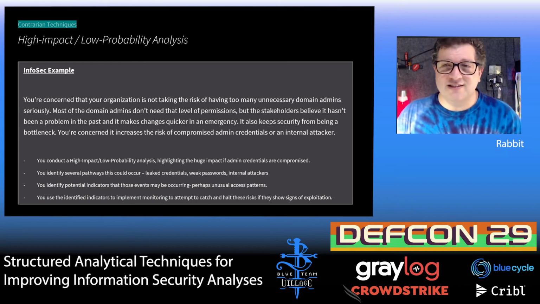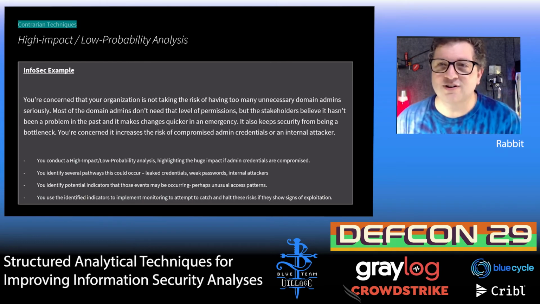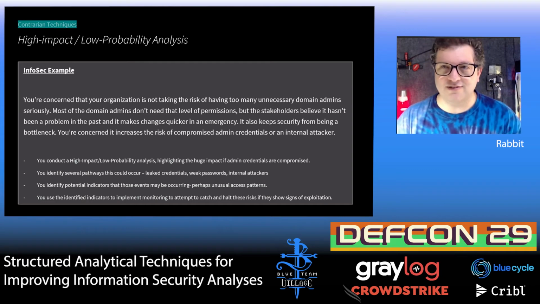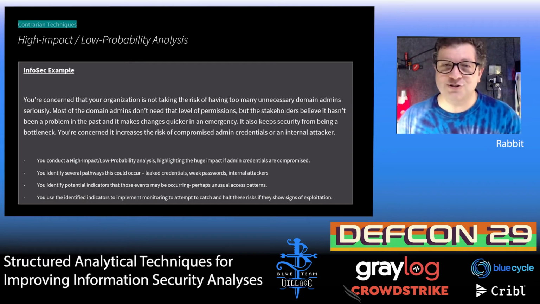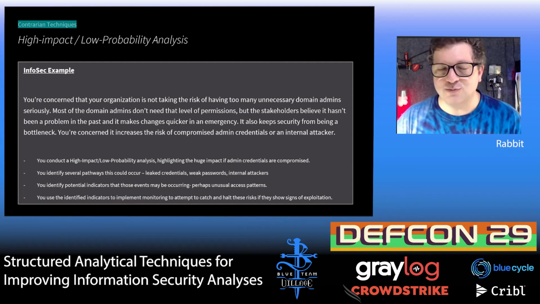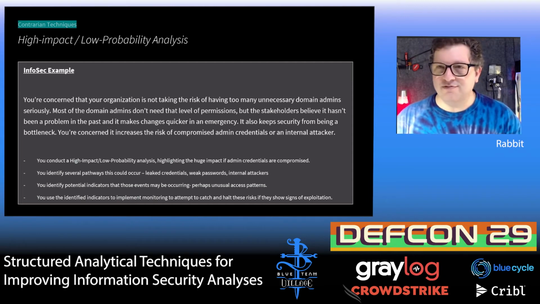You may not be able to fix the situation. Hopefully you're working on the organization to reduce the number of admins there are. But you've got some things you can watch for. You can look for indications that credentials have been leaked. You can test for very weak passwords in some ways. There might be some stuff you can do.